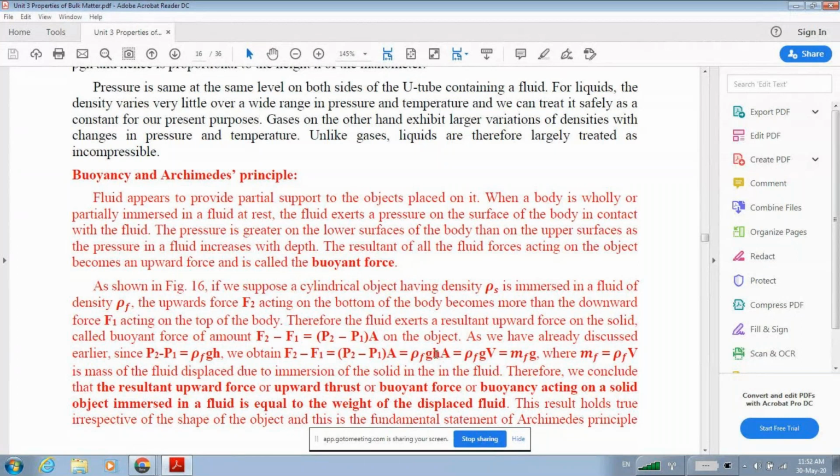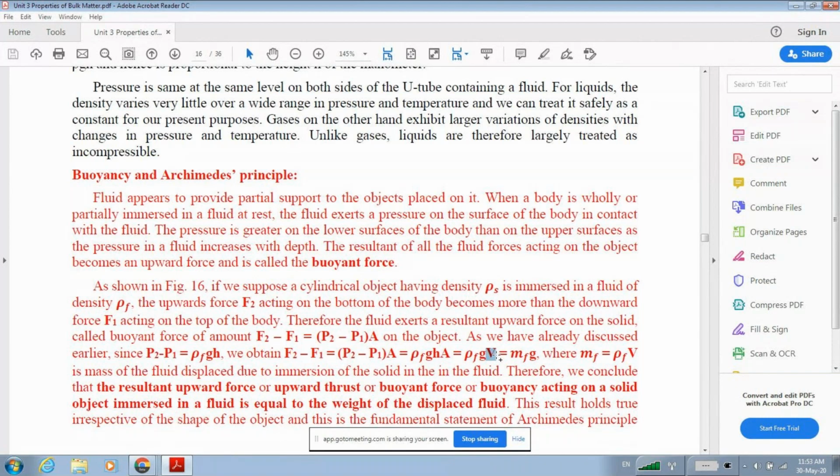But here, what is HA? This height into area of cross section will give you the volume of the cylindrical fluid. The volume of fluid that is displaced equals the volume of the object immersed. Whatever volume of the object we immerse in the liquid, the liquid level rises by that same volume. So the volume of the solid material immersed in the liquid will be equal to the volume of the liquid level raised.